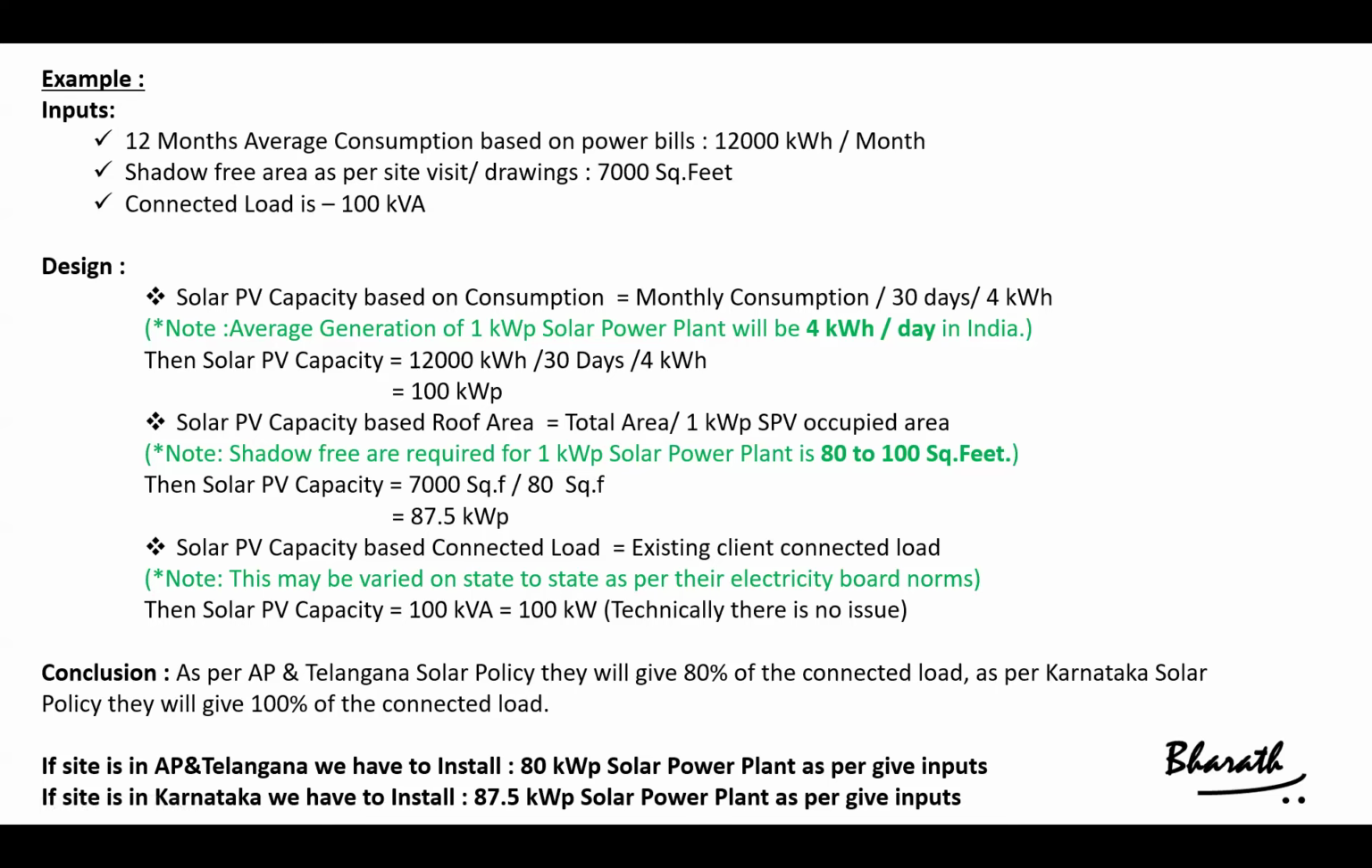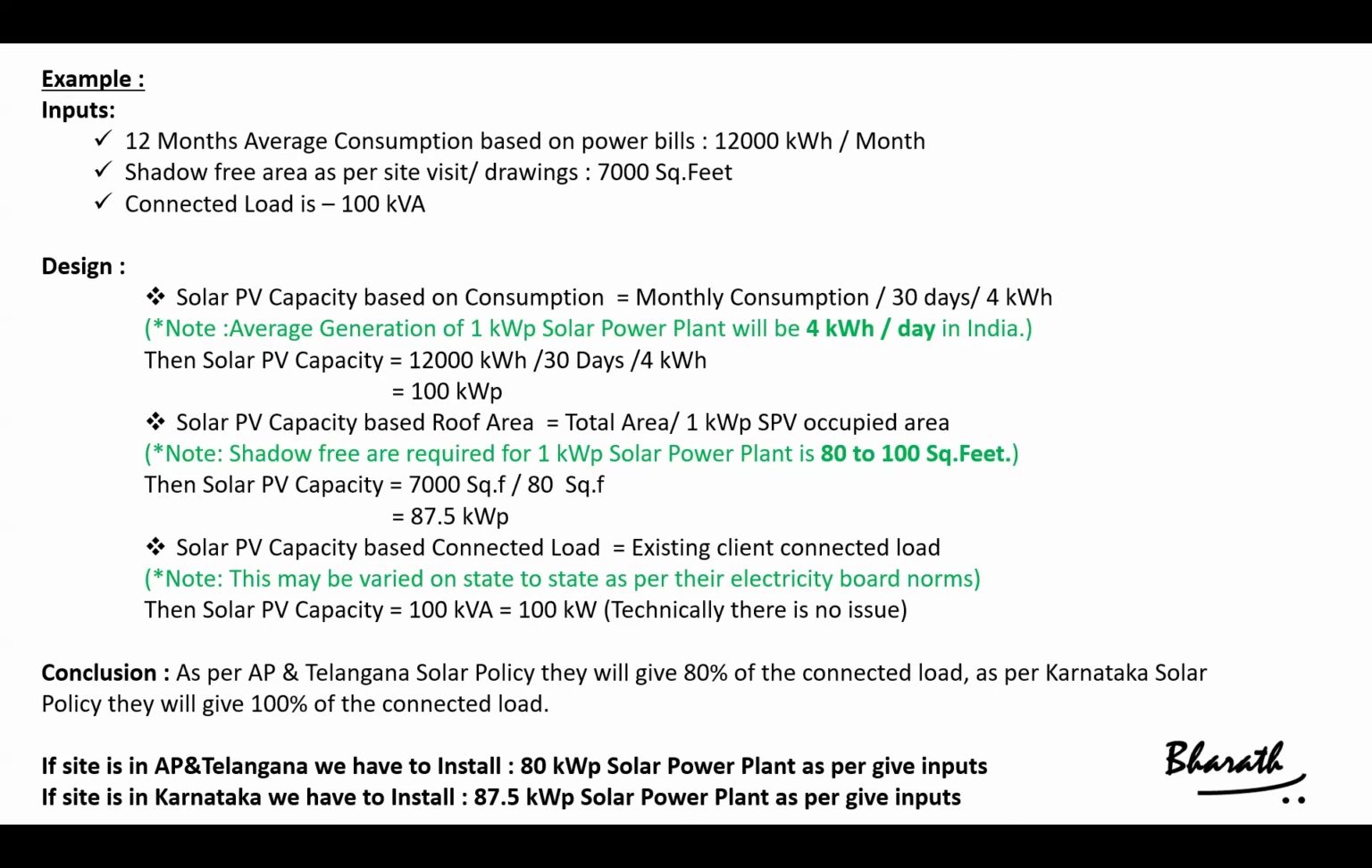If they confidently say, I have a shadow free area of approximately this much, you can just divide that area by 80 SFT, and you can know the minimum we can set up there.